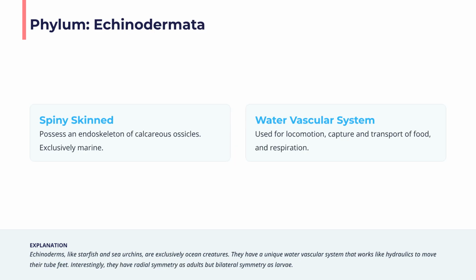Echinoderms like starfish are spiny-skinned, exclusively marine animals. They use a unique water vascular system, which works like hydraulics, to power their tube feet for locomotion and feeding.